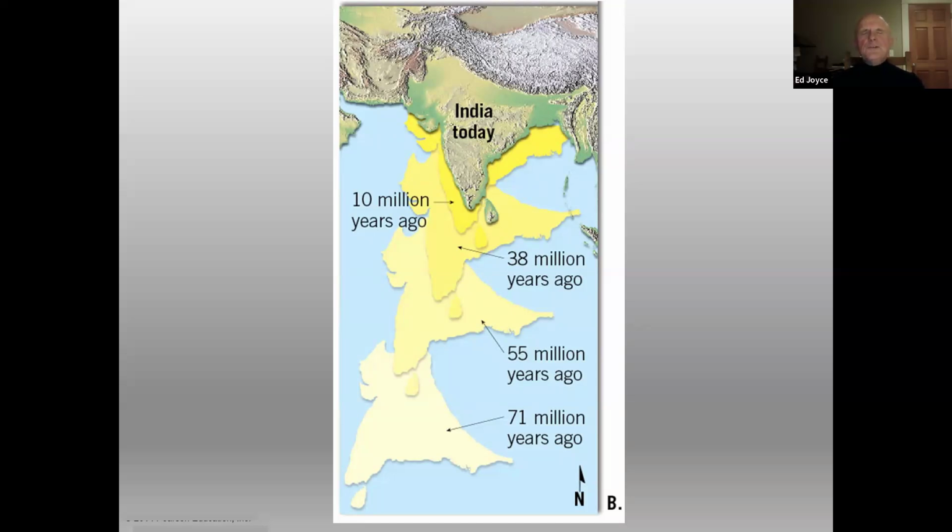And it's still going up today, but erosion is approximately equal to the uplift. So the Himalayas today might be going up a little bit, but again, the erosion of the Himalayas is counterbalancing the tectonic uplift.